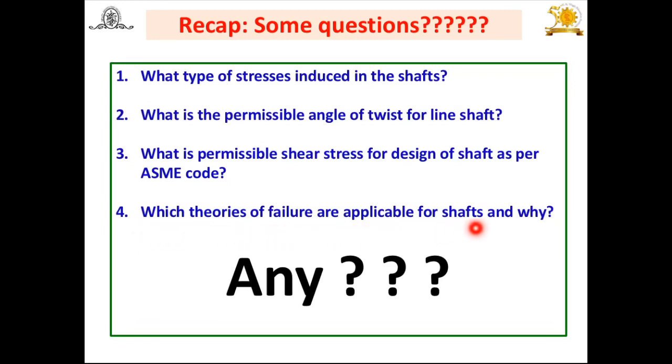Which theories of failure are applicable for shafts and why? Now here I have explained two theories. One is the maximum shear stress theory, which is applicable for the shaft. Why is it applicable? Because shafts are made of ductile material. The maximum shear stress theory gives good results based on experience for shafts. And the maximum principal normal stress theory is applicable to brittle material. But you might have studied the different theories of failure. You will find distortion energy theory is more suitable and more precise for ductile material. That's why while designing the shaft, you can prefer maximum shear stress theory or distortion energy theory.